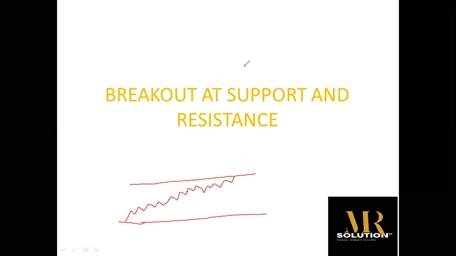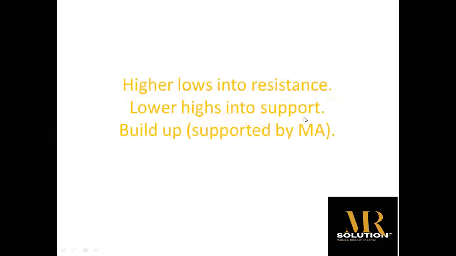All right, let me erase this. So what are these three points I've pointed out? Okay, point number one is that you want to see higher lows into resistance, the same thing I talked about. You want to see a formation of higher lows into resistance, and then you want to see lower highs into support, and finally you want to see a buildup that is supported by what? Moving average. We're going to look at that in the chart. What do I mean by higher lows into resistance?